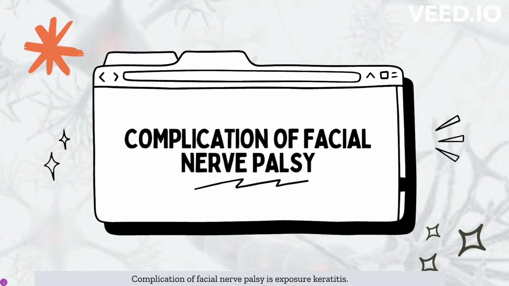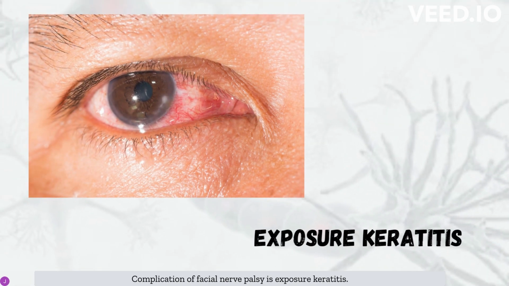Complications of facial nerve palsy. Exposure keratitis. Exposure keratitis is a damage to the cornea due to dryness caused by incomplete or inadequate eyelid closure, resulting in loss or insufficiency of the tear film.